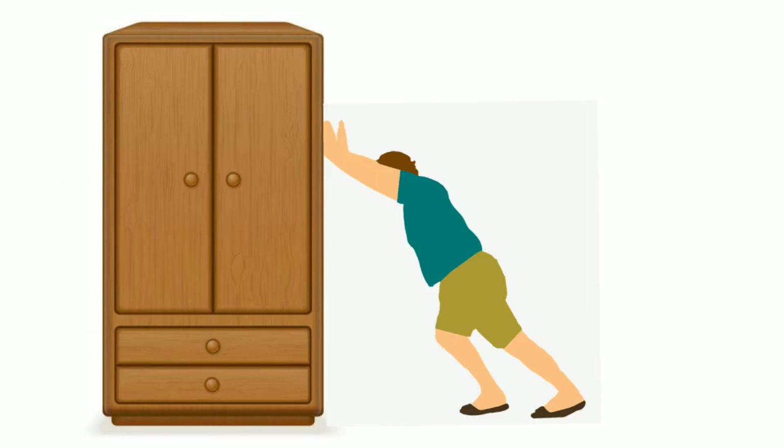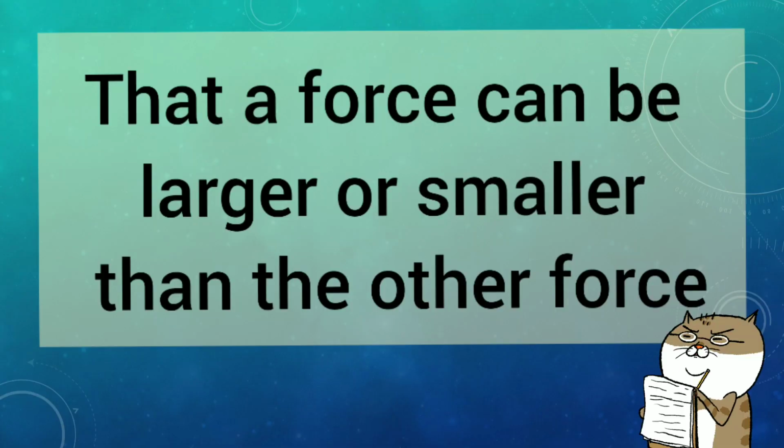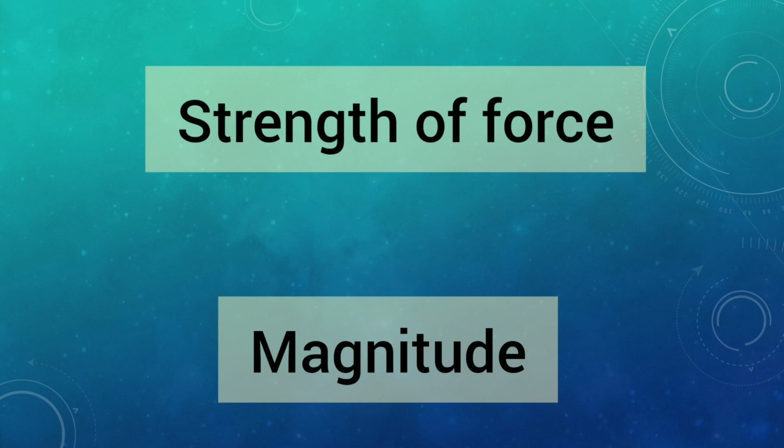Clear? Students, we all know that an adult man can apply a large force on an object, whereas a child can apply a small force on the same object. Clear? This means that a force can be larger or smaller than another force. The strength of a force is expressed by its magnitude.